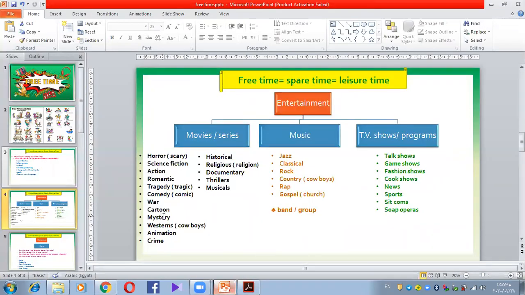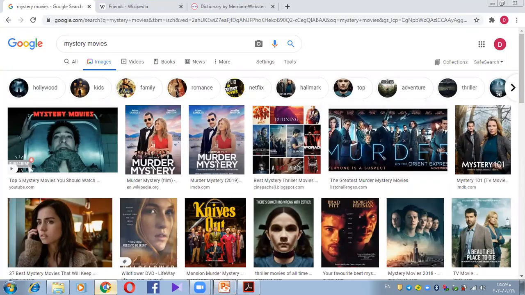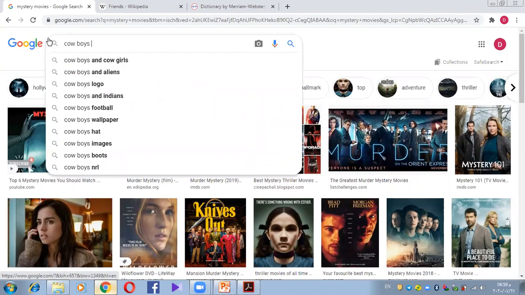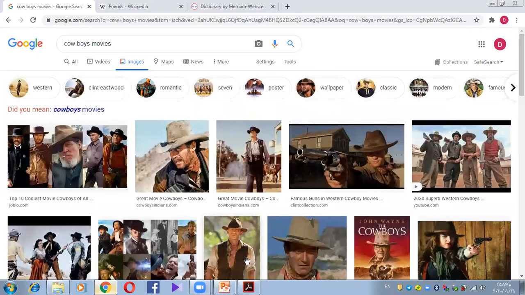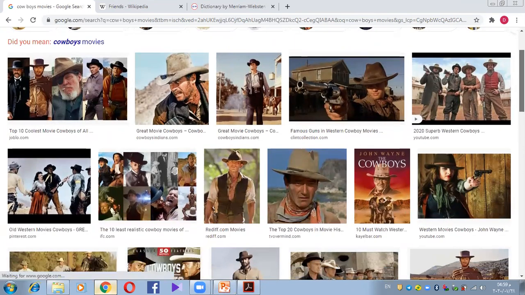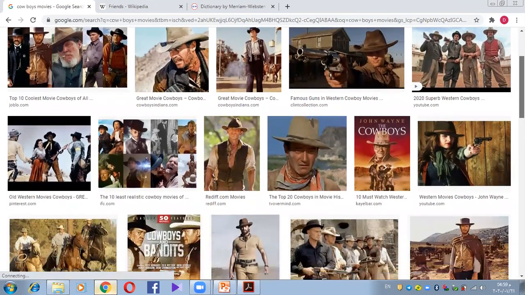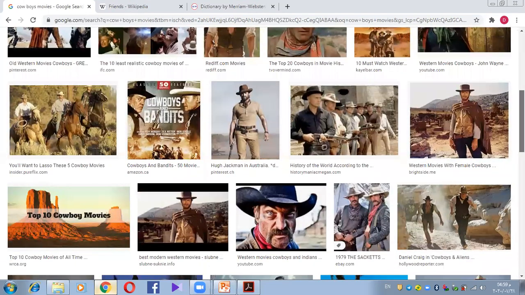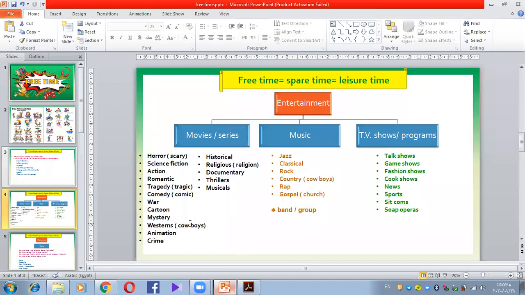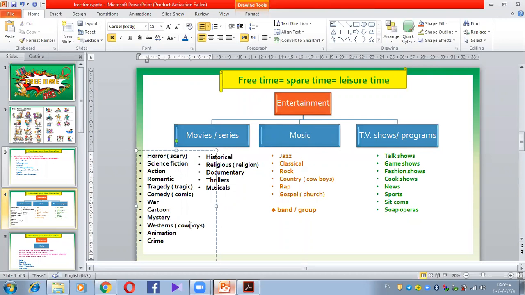After mystery, westerns or western movies. Cowboys. Do you know what is meant by cowboys, guys? Cowboy movies are the old American movies. They used to wear hats, they used to have horses, and guns. These are called what? Cowboys. Cowboy movies or westerns. So you can have them as this name or this name, both of them.